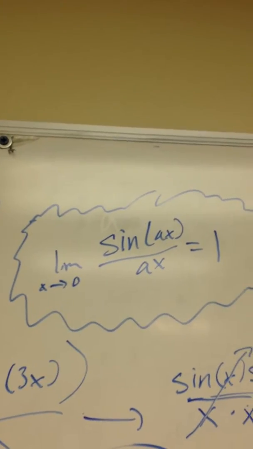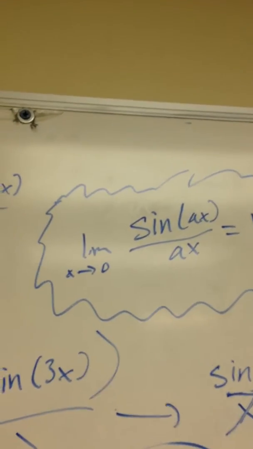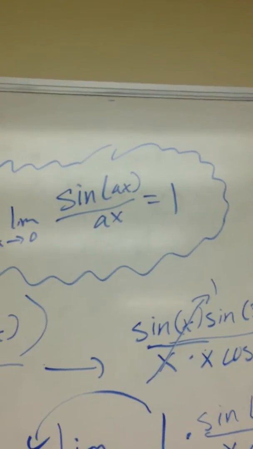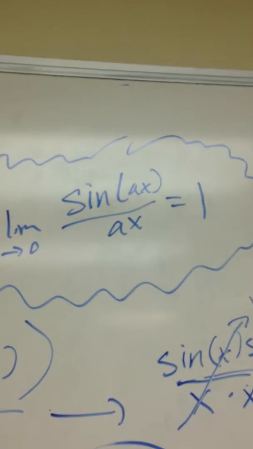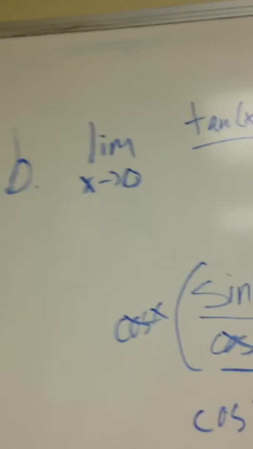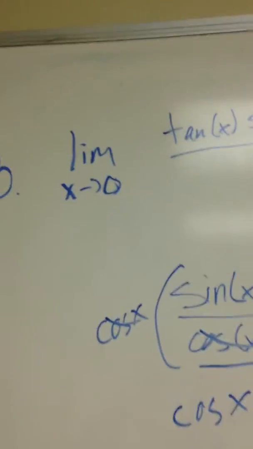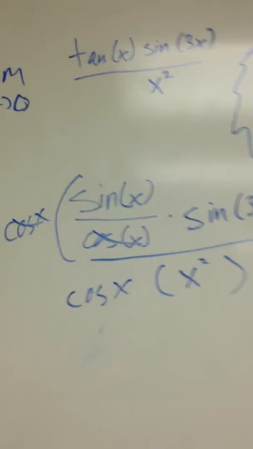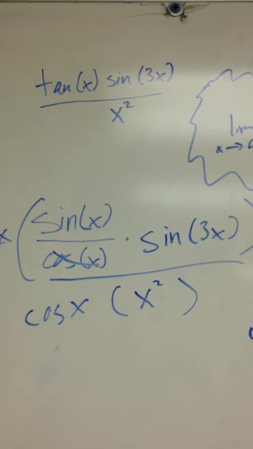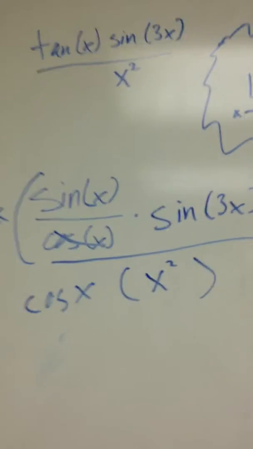The limit as x approaches 0 of sine ax over ax is 1. So as long as the number inside the sine parentheses is the same as the number on the bottom, it's going to be 1. And that's our limit also, limit as x approaches 0. So we're just assuming we keep that limit right here, limit as x approaches 0. And then we have sine over cosine, and then sine 3x over cosine x squared.